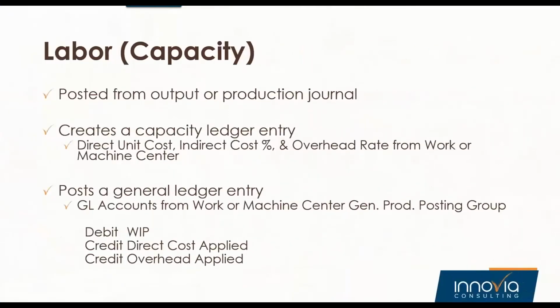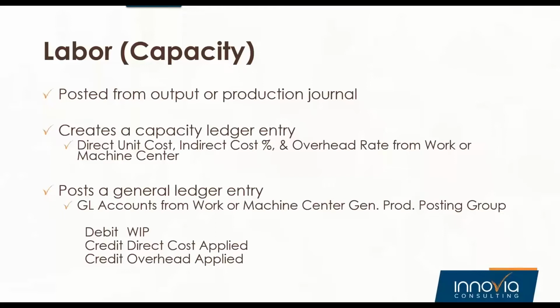All right, so let's talk about labor and capacity. So labor is posted from the output journal or the production journal. And instead of an item ledger entry, this creates a capacity ledger entry. Now, the costs on a capacity ledger entry are going to come from your work center or your machine center for the operation. On that work center or machine center card, there's a direct unit cost, which will be your direct cost applied. And there's also an indirect cost percent and an overhead rate. If either of those are populated, it'll use the overhead applied account.